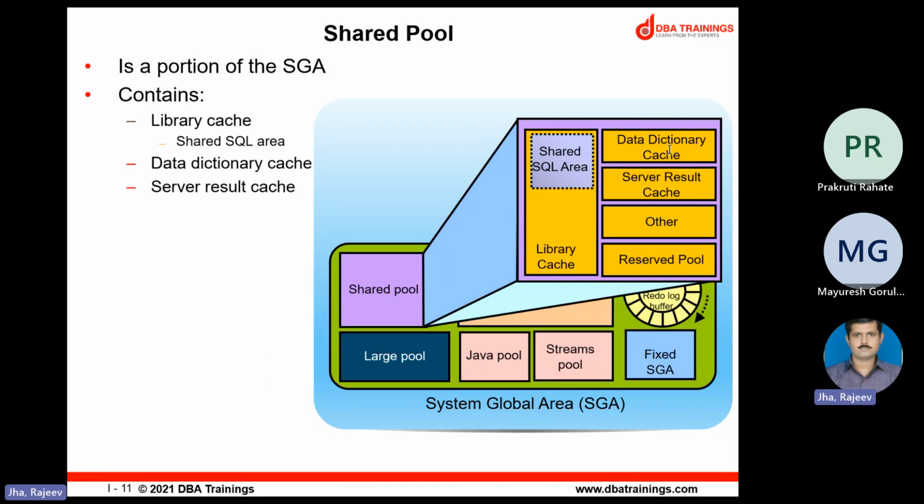Another one we have is the server result cache. The server result cache is a memory pool within the shared pool which holds the result set. That means when the data is retrieved, select star from employee, and you get the 10 rows output, those results will be stored in the result cache. The server result cache contains the SQL query result cache and the results of whatever PL/SQL function, procedure, or trigger you are using. In simple words, the SQL query result cache stores the result of the query which has been retrieved.